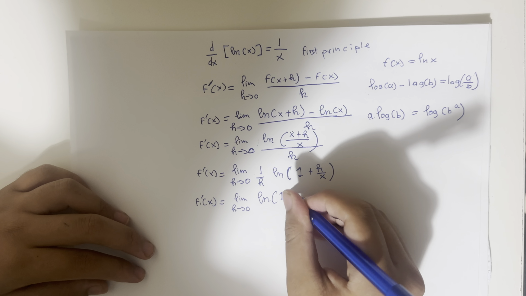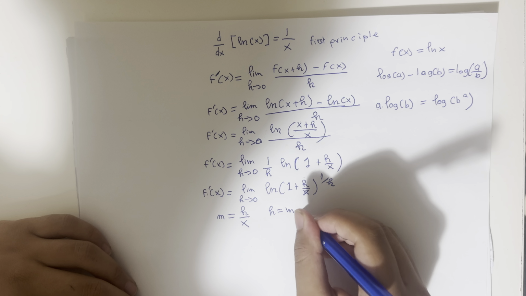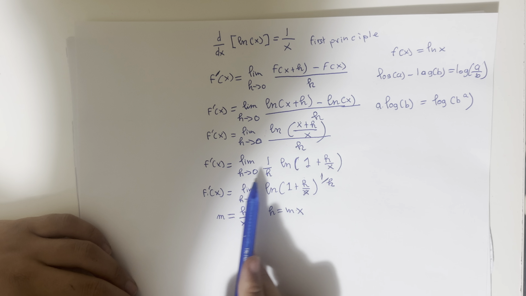And now what I'm going to do is really interesting. I'm going to use variables, and I'm going to manipulate those variables to get a result. I'm going to take this h over x and define that as, let's say, m. So we have m is equal to h over x. And I can rewrite this to solve for h, and I get h is equal to mx.